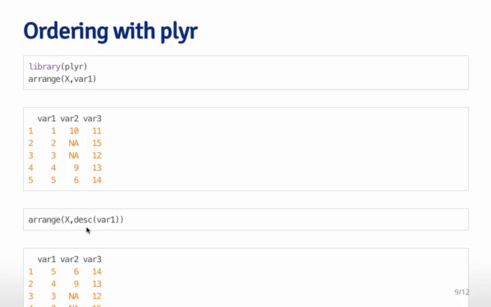You can also tell it to do decreasing order by just passing to the arrange command the data frame and variable 1, but wrapped with the desc function, which will tell it to put it in descending order.